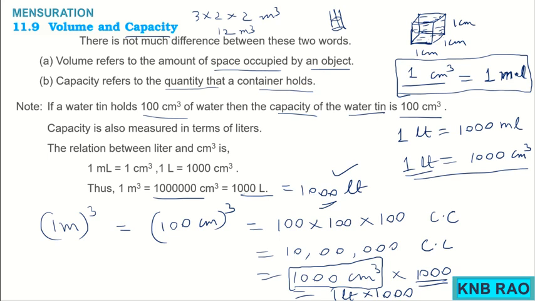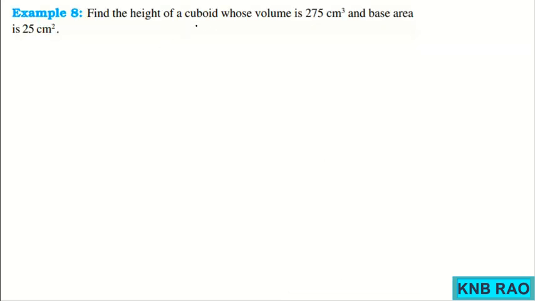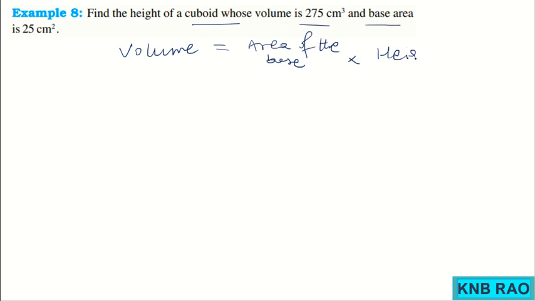Now moving on to the examples. Here, find the height of a cuboid whose volume is 275 and base area is 25 centimeters square. See children, we know the formula. Volume is equal to area of the base into corresponding height. That means here volume is given already, which is 275 centimeter cube, which is equal to 25, area of the base is given, into height, which we do not know, let us keep as h.